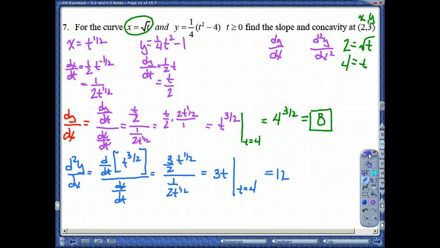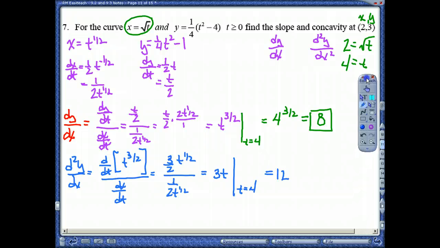Now, they didn't ask me what the second derivative's value is at t equals 4. They didn't ask for the value, they asked what is the concavity? Well, if your second derivative is 12, that means it's positive, so therefore, it's concave up.